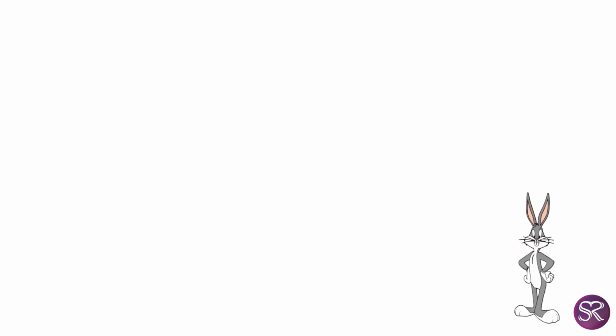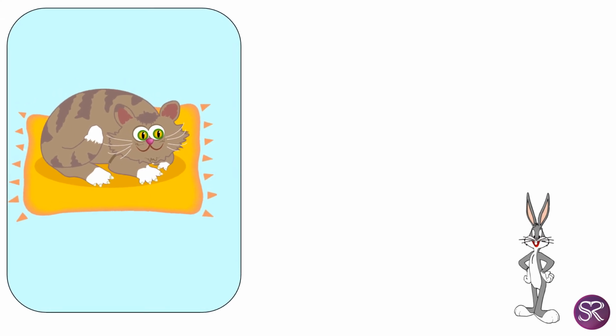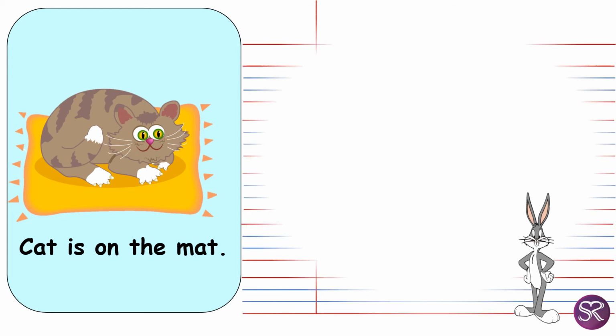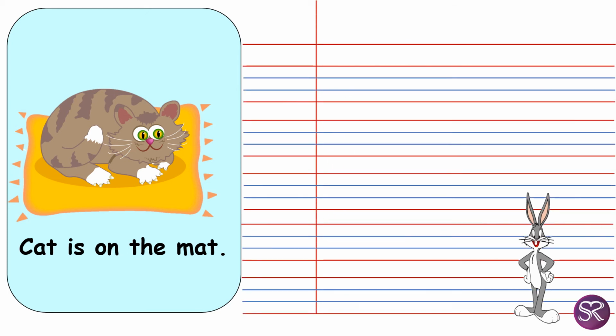Right children, I will show you how to write a sentence in your notebook. Okay, look at the picture. Where is the cat? The cat is on the mat. Let's do the sentence for this. Cat is on the mat. This is a sentence we will write in the notebook. Okay, all of you take out your notebook. When you start doing any work, the first thing you have to do is write the date and then the heading. Yes, we will write the sentence cat is on the mat.